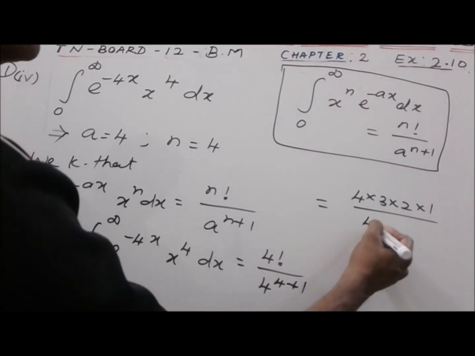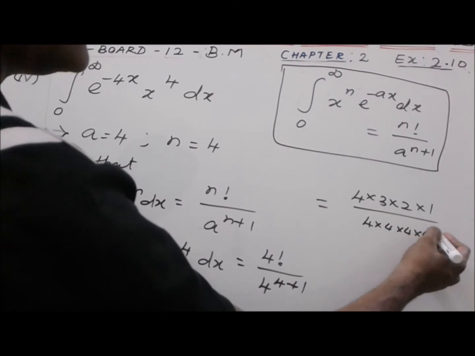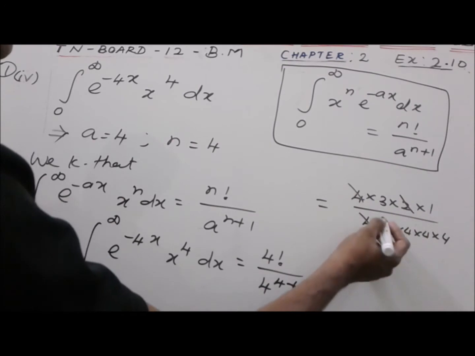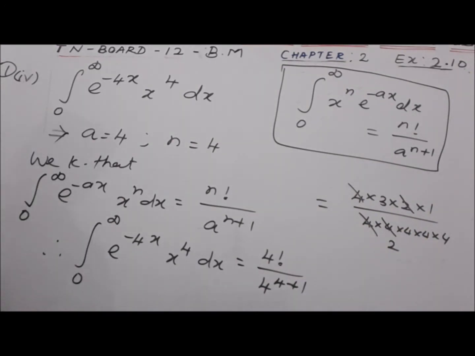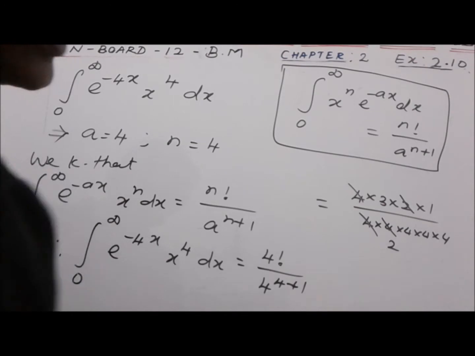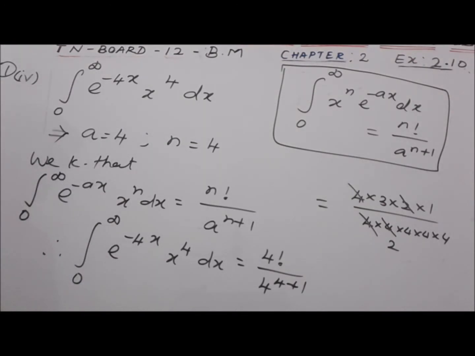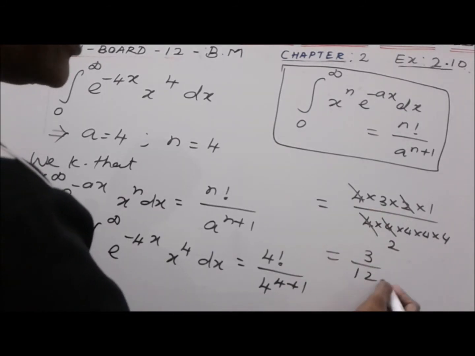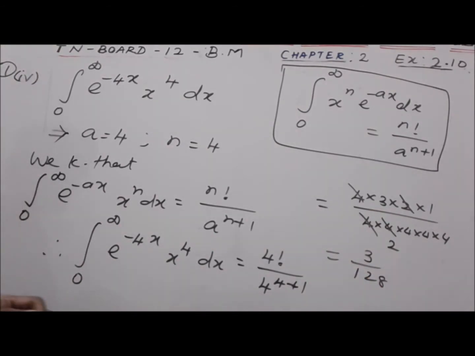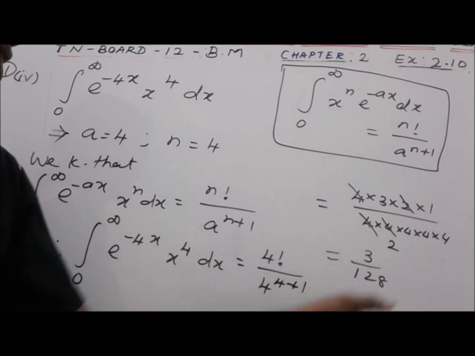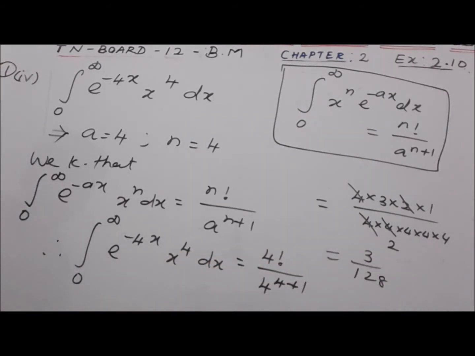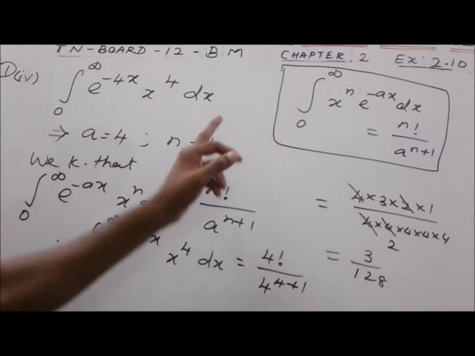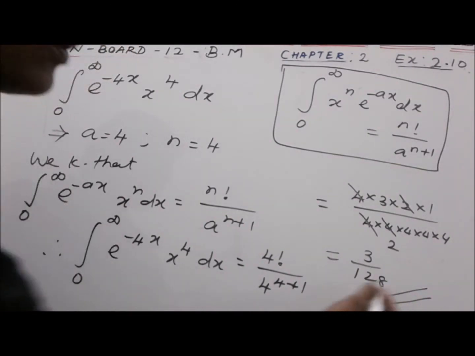5, that is 4 into 4 into 4 into 4 into 4. We can cancel these two 4s, and then 1 times 2 times 4. The remaining 4 fours are 16, 16 fours are 64, and 64 into 2 is 128. So it is equal to 3 by 128. If it is a greater number in factorial, you need not simplify it. A smaller number, we should simplify and show the answer. So the answer of 0 to infinity e power minus 4x into x power 4 dx is equal to 3 by 128.